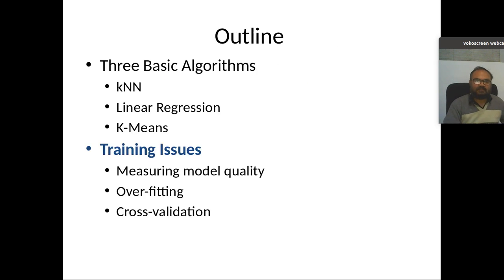Okay, here let's see this summary again. There are three basic algorithms that we discussed today: KNN, linear regression, and k-means. Next, we will discuss the training issues. For example, how do we measure a model quality, and then some issues with the models and training, which are overfitting and cross-validation. So that's all for now, and stay tuned for our next lecture. Thank you very much.